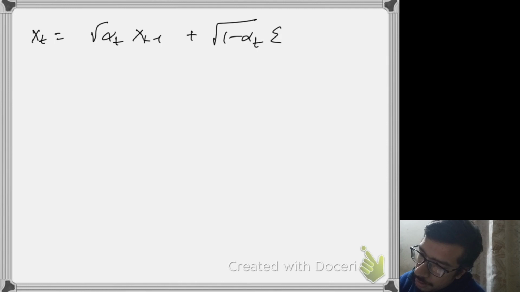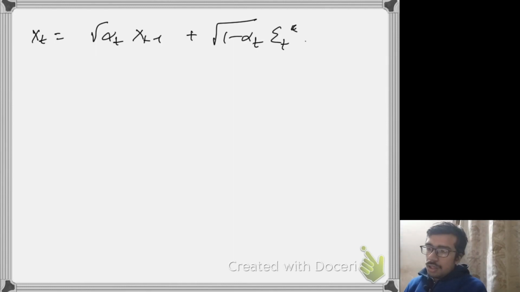So now what I can do is write xt as root alpha t xt minus 1 plus square root 1 minus alpha t epsilon t star. Now I can again apply the same expression again. So we are just going to proceed recursively down to x naught.